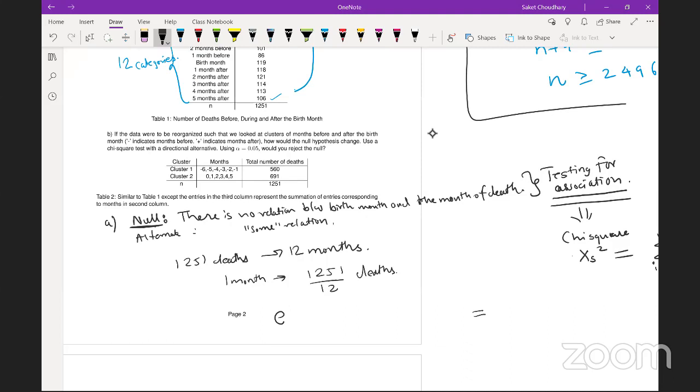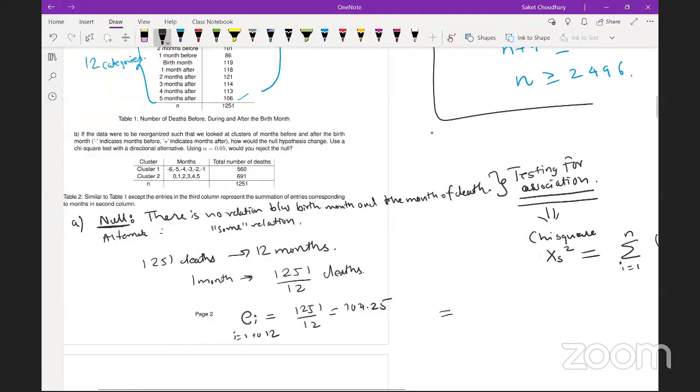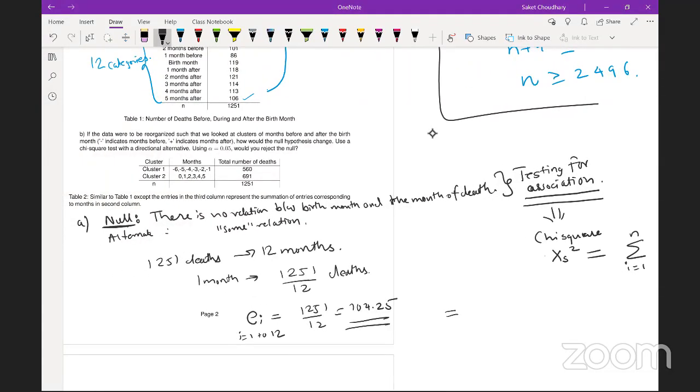So our E_i, which is the same for all the i's, where i equals 1 to 12, is 1251 by 12. And that comes to be 104.25. So in every month, if your null is true, then you expect around 104 deaths to happen, given that around 1250 deaths are happening over the 12 months. So if we do this and calculate, this is our expectation. So this is what we expect to happen.